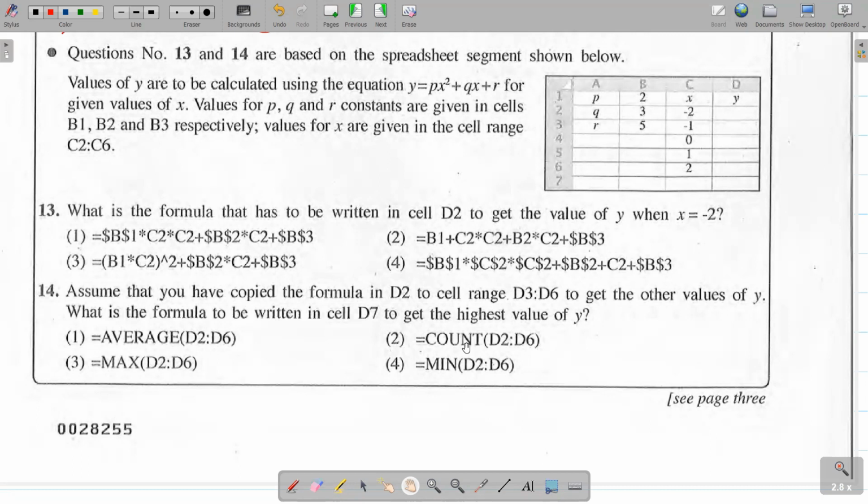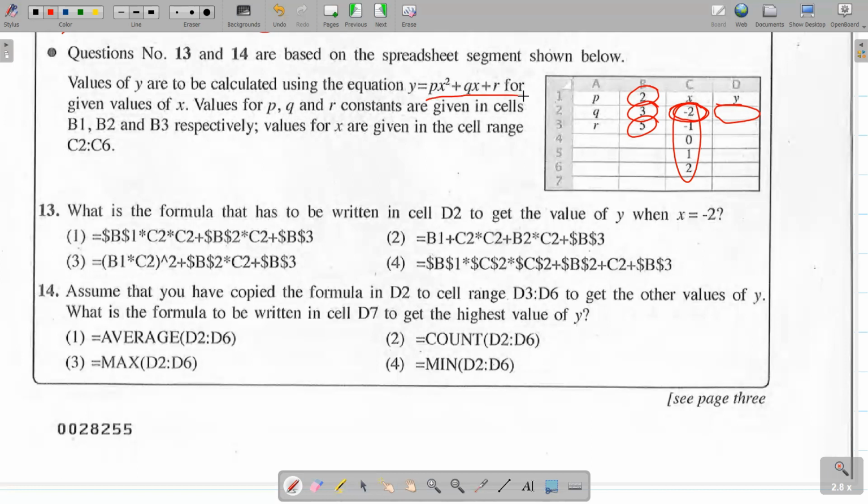So it's easy to identify, like we have the values for the PQR right over here, which is in the B column, and the values for the X are over here. So what they are asking is, what should be the value of y when the x is minus 2? So x is minus 2 means it is this instant. So they are asking what should be the answer over here. Right? So we have given the equation.